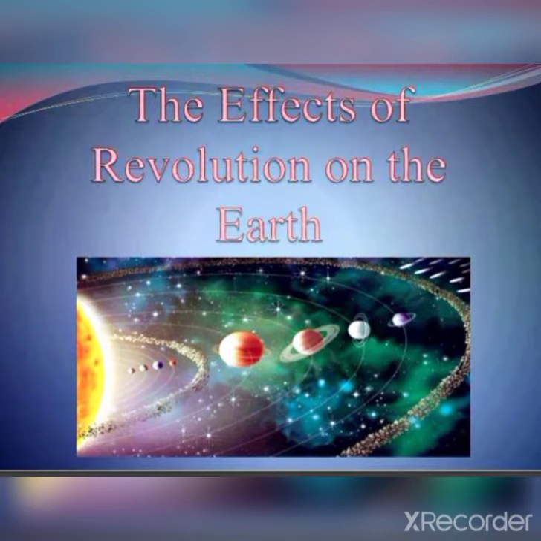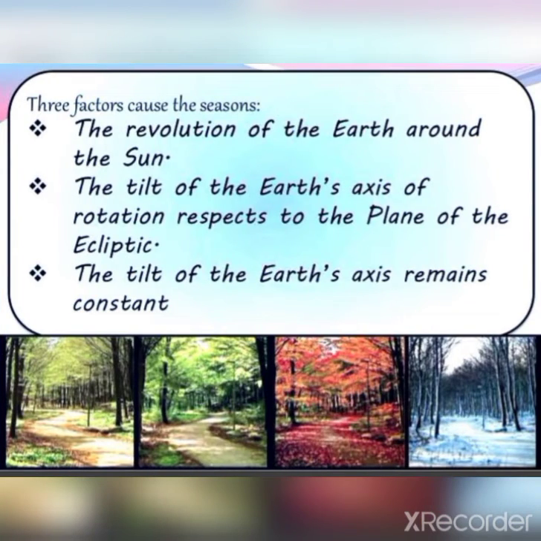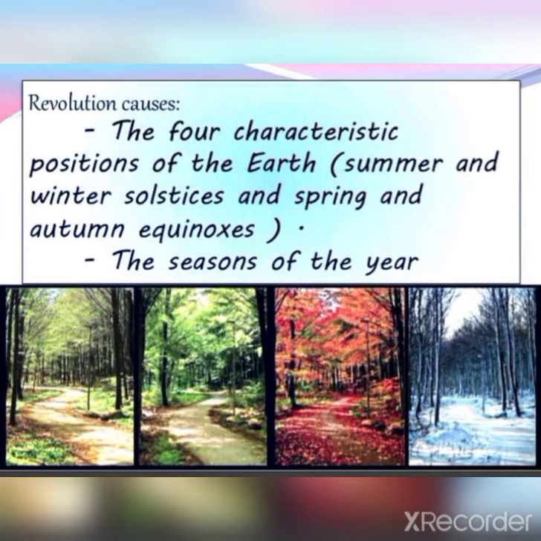The effects of revolution on the Earth. Three factors cause the seasons: the revolution of the Earth around the sun, the tilt of Earth's axis of rotation with respect to the plane of the ecliptic, and the fact that the tilt of the Earth's axis remains constant. Revolution causes the four characteristic positions of the Earth: summer and winter solstice, and spring and autumn equinox. These mark the seasons of the year.